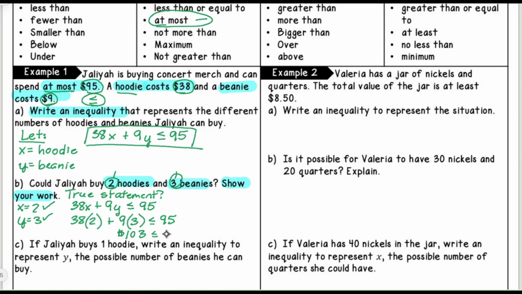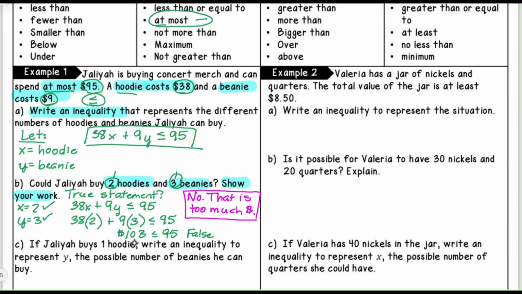So if Jalaiah was going to buy the things that we said, 2 hoodies and 3 beanies, it would equal $103, and they only have $95. They cannot do this. This is a false statement, okay? It's not less than or equal to 95. So this is a false statement. So we're going to write here, no, that is too much money. Okay, cannot do it.